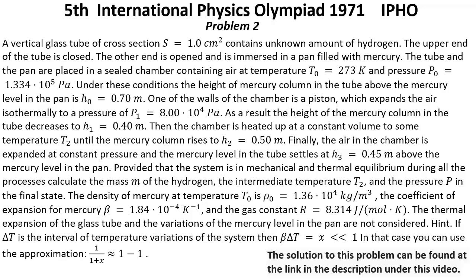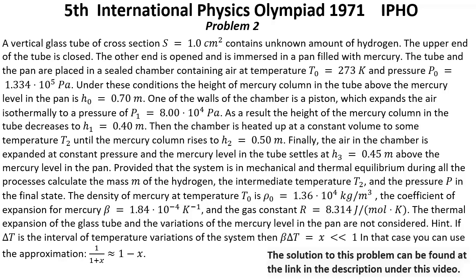The coefficient of expansion of mercury beta equal 1.84 multiplied by 10 power negative 4 per kelvin, and the gas constant R equal 8.314 joules per mole and Kelvin. The thermal expansion of the glass tube and the variations of the mercury level in the pan are not considered.